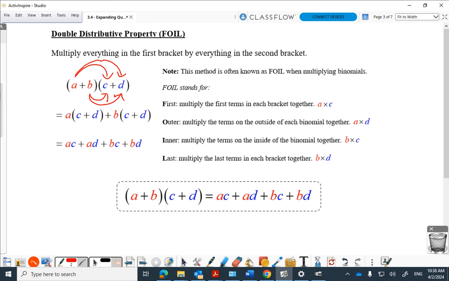No one memorizes like this, by the way. Nobody memorizes AC plus AD plus BC plus BD. No, this is just how we explain things in math sometimes to go, where do all the letters go? Some people just do this. See this all the time.